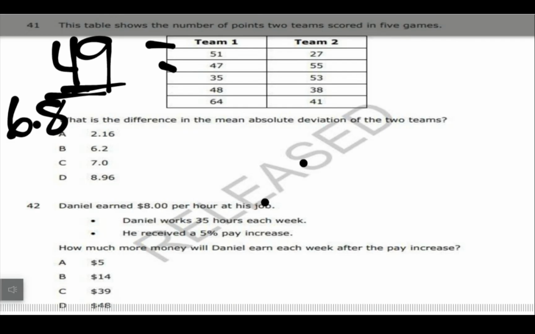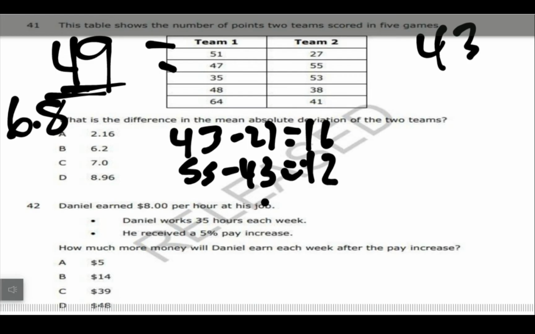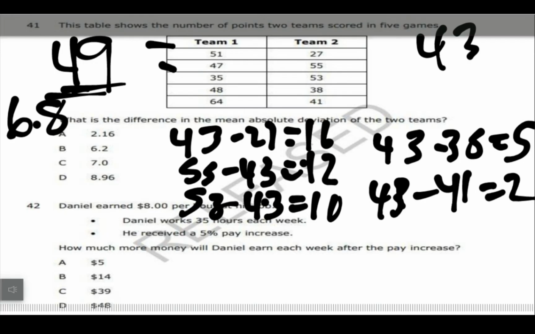Let's see. Oh, I erased it. So it's 43, right? So we want to do 43 minus 27 is 16. 55 minus 43 is 12. 53 minus 43 is 10. 43 minus 38 is 5. And then 43 minus 41 is 2. So then I'm going to add all those up. 16 plus 12 plus 10 plus 5 plus 2 should give me 45. And then divide by 5 should give me 9.